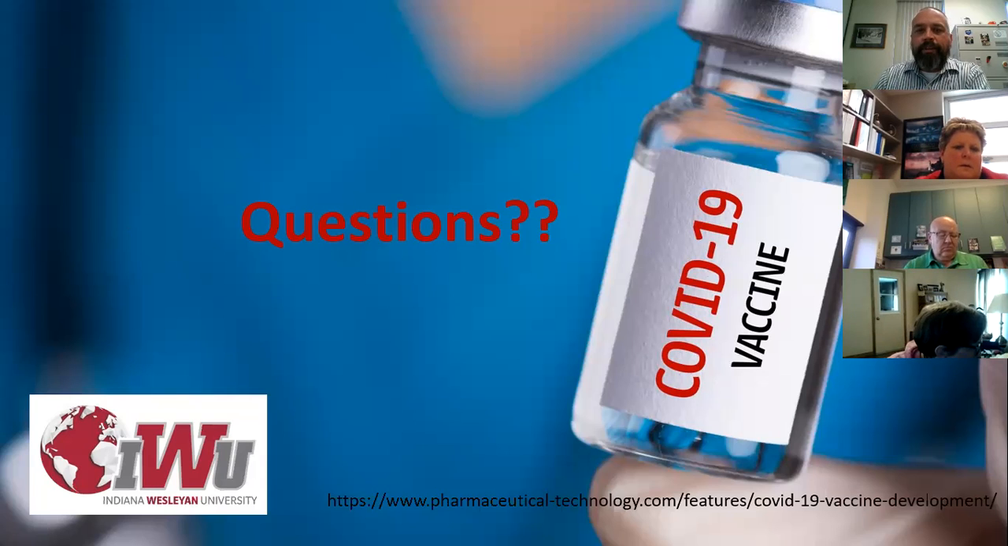So if they want the vaccine and they're healthy and they're not currently infected or quarantined because of exposure, and if we are in a phase of the vaccine administration where they're eligible to receive the vaccine, we can give it. Are there any other questions?